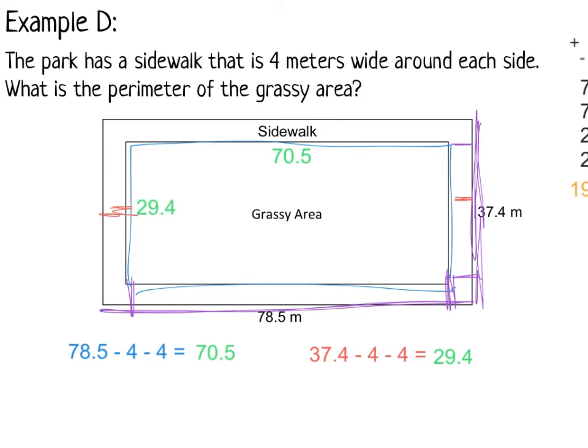So now I can add them up because each long side is 70.5, and each short side is 29.4. So when I do that, I've got 70.5, 70.5, 29.4, 29.4. I'm going to add them all together. And when I do that, I get 199.8 meters. Remember to label your answer.